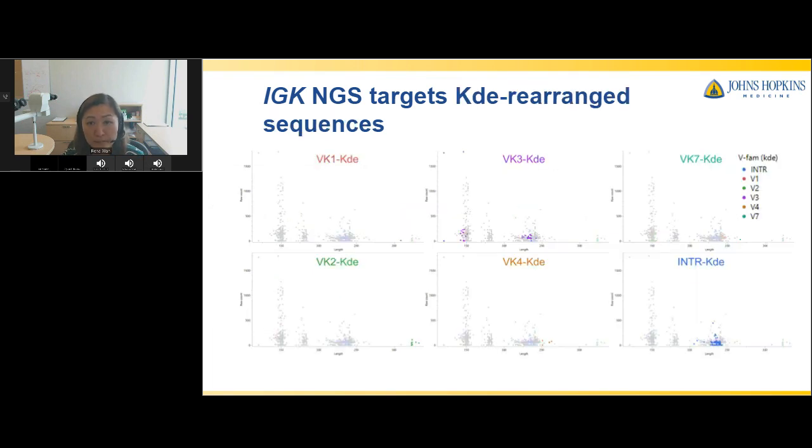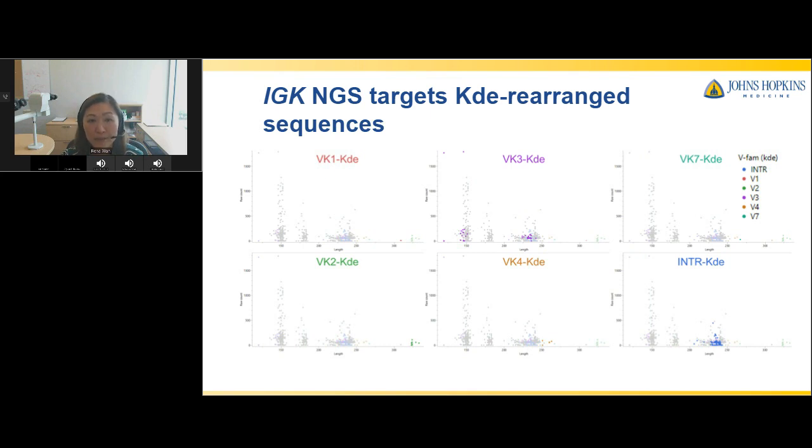Next, we can look at the kappa deletion rearrangements. They are displayed here as either VKDE rearrangements or intron KDE rearrangements. And we see that the majority of the KDE rearrangements actually fall within what we believe are framework region amplicons. So they overlap with the framework region amplicons. But what we do also see is that occasionally they will be much, much longer than the existing framework amplicons. And you can see here that occasionally they will overlap with 2 framework amplicon regions, such as the kappa 3 KDE.